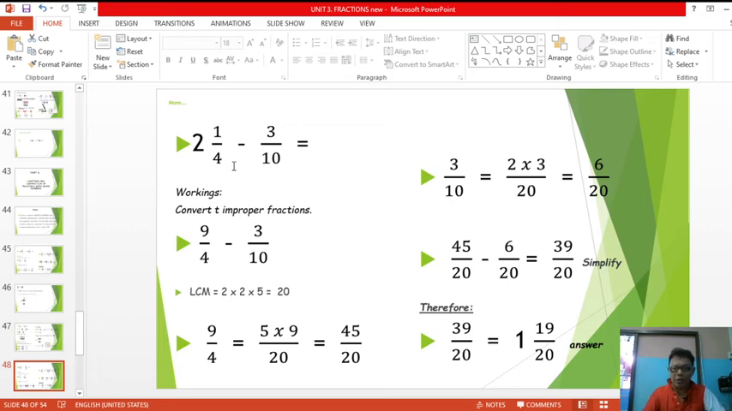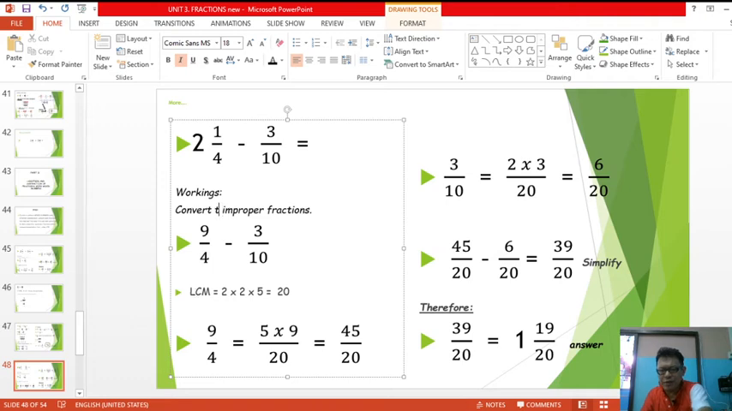This is how it goes. 4 times 2 is 8, plus 1 is 9. So that's how we get 9/4. Again, you convert your mixed number into an improper fraction first. Minus, of course, you need not convert this because it's already a normal fraction, 3/10. Now, the problem here is that they have different denominators. So again, you have to find their common denominator to find the equivalent fractions.